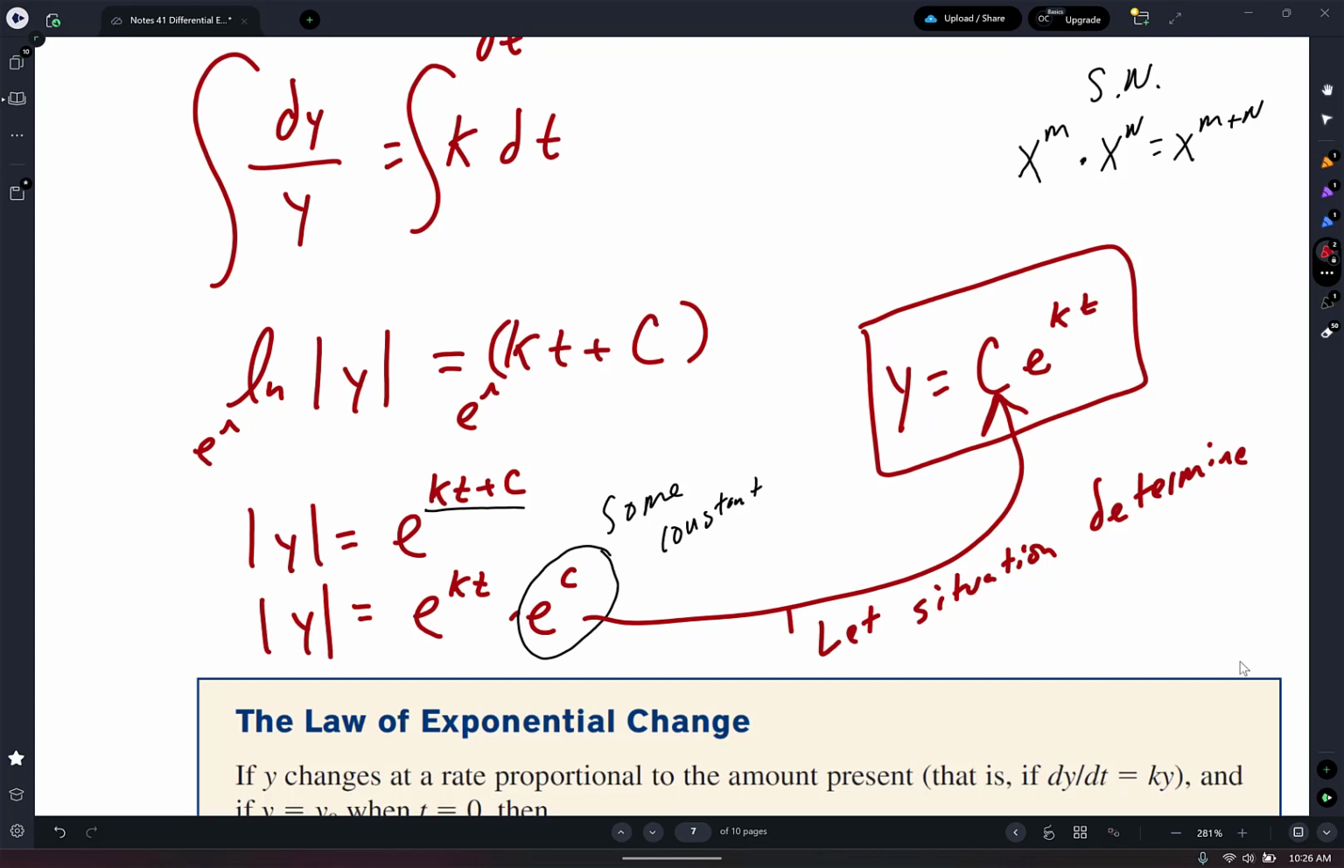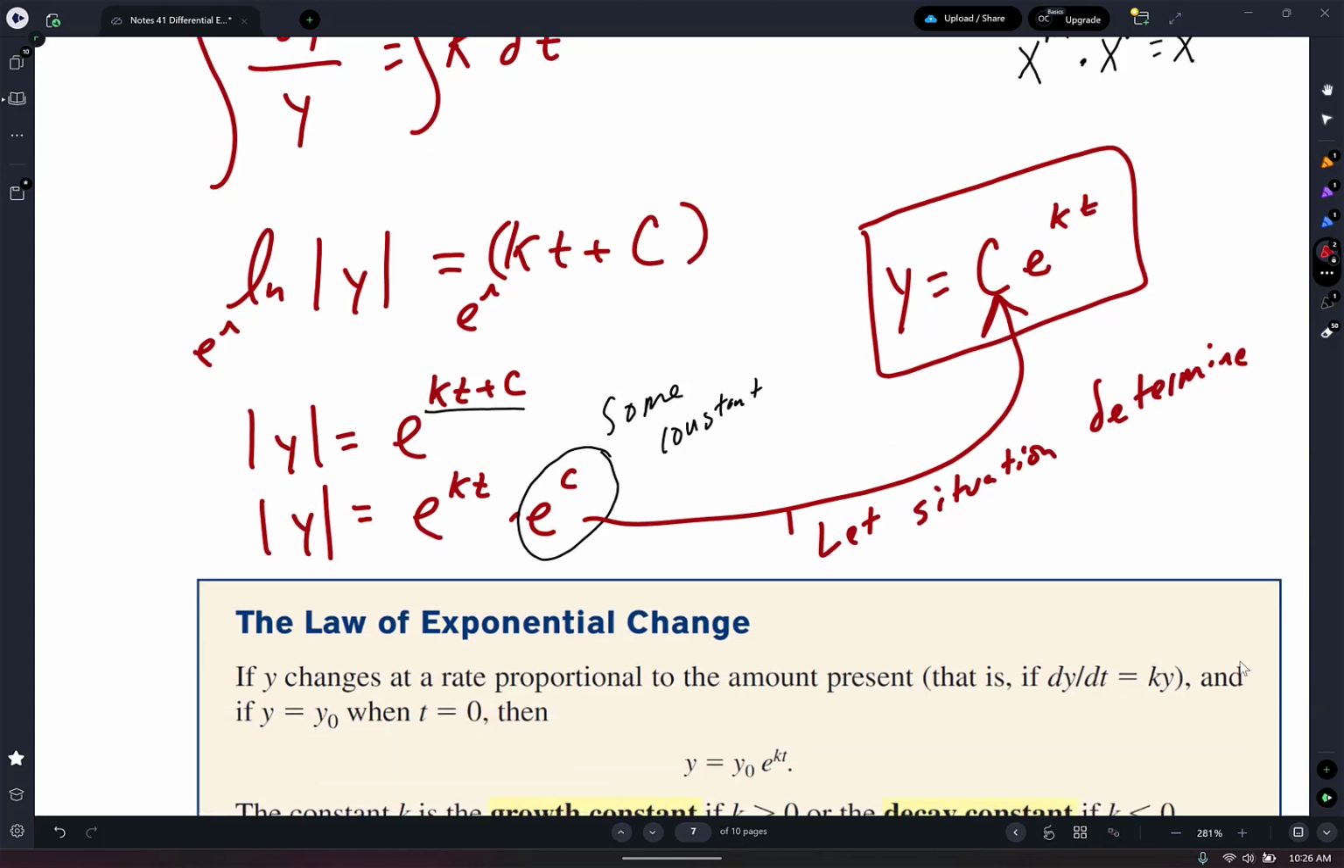Yeah, don't worry, guys. We're still fine. All right. Let situation determine positive or negative. That's the absolute value. All right, guys, focus. We're still good. Don't worry. This is a safe space.